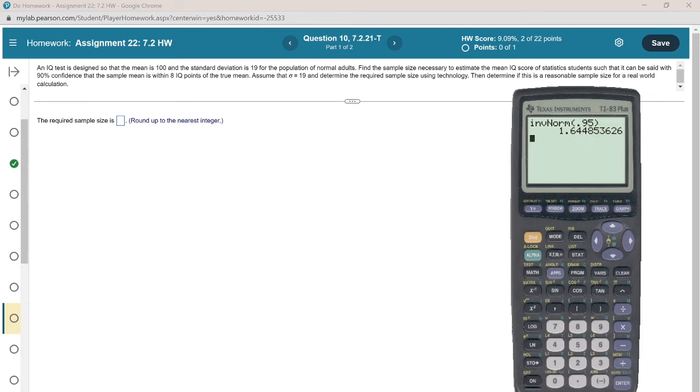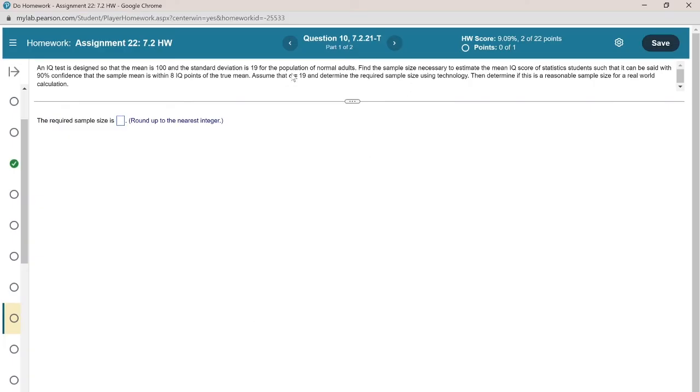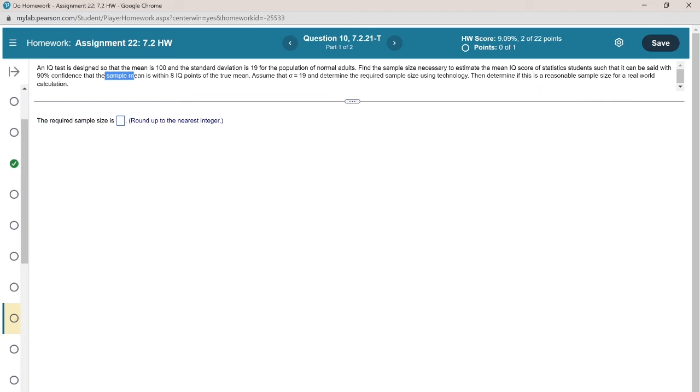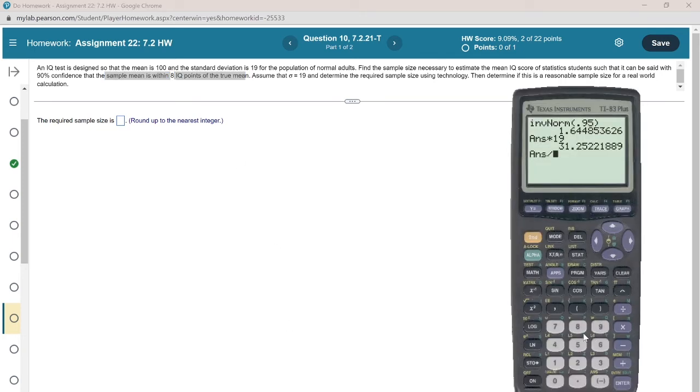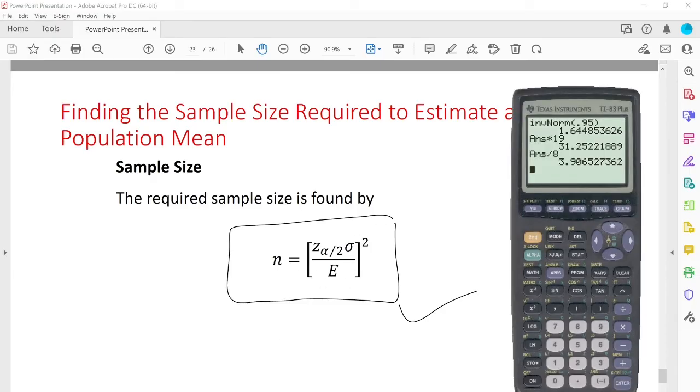This is the value of the Z-score in this formula. So we need to multiply this by the standard deviation we have given here. The standard deviation for the population is 19. So I'm going to multiply this by 19 and then divide it by the margin of error. As you can see here, the sample mean is within 8 IQ points of the true mean. So that's the margin of error, 8. So just divide it by 8. And since this formula says to square them, whatever answer we got here, just square that answer.